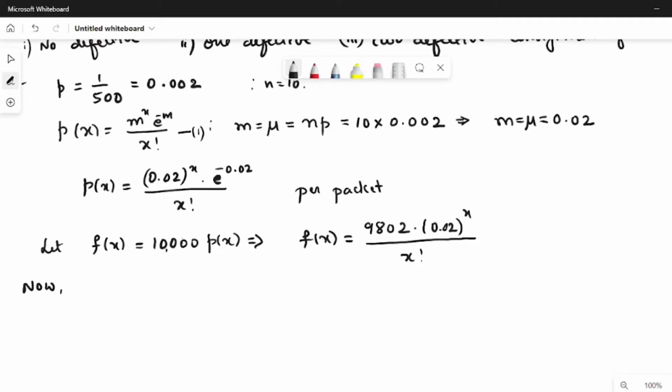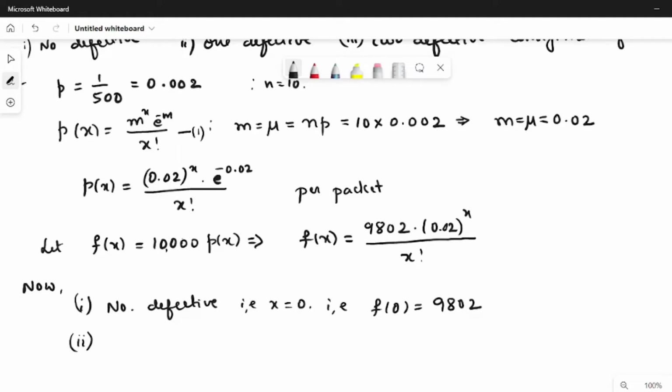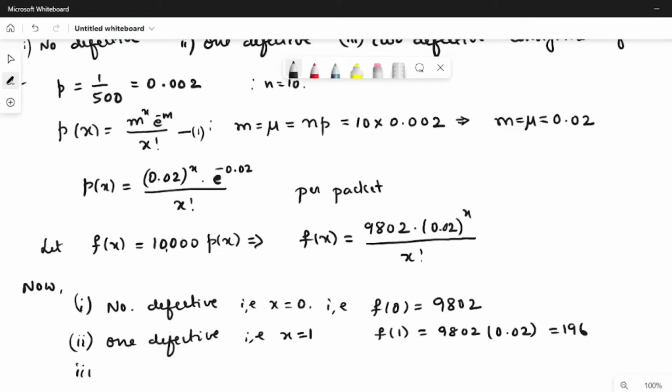Now let us compute the probabilities. First one, the probability of no defective. That means the number of defective pieces should be equal to 0, that is x equals 0. It will be f(0), which is 9802 into (0.02)^0 by 0!. It will be 9802 only. Then the second case, one defective. One defective means you have to take x to be 1, so it is f(1). It is 9802 into 0.02, and you can check that it will be 196. The third possibility is two defective.